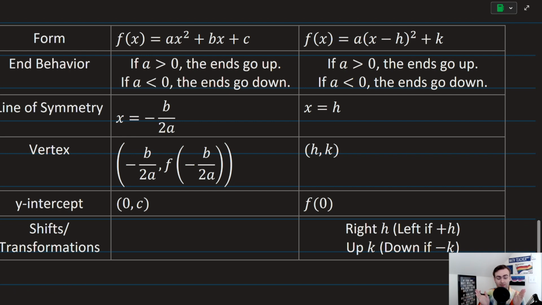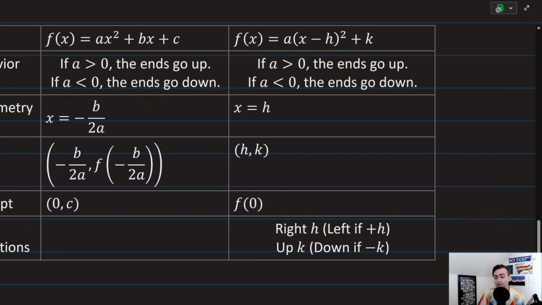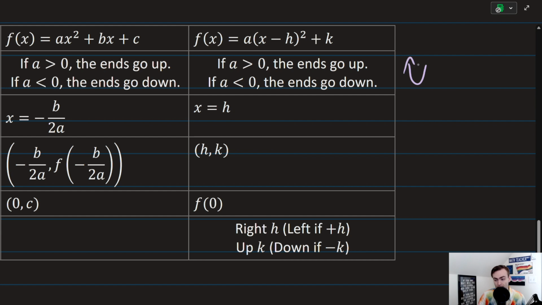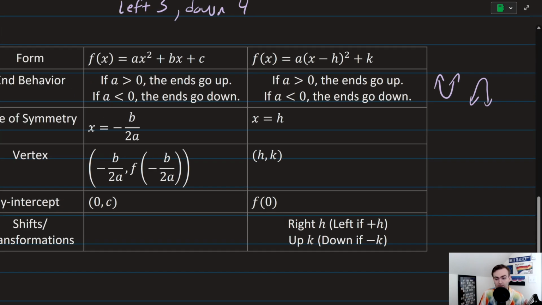If the a is positive, the ends of the graph are going up. You have a regular U shape. Both ends are going up if a is positive. If a is negative, the ends of the graph are going down. So it makes a lowercase n shape.